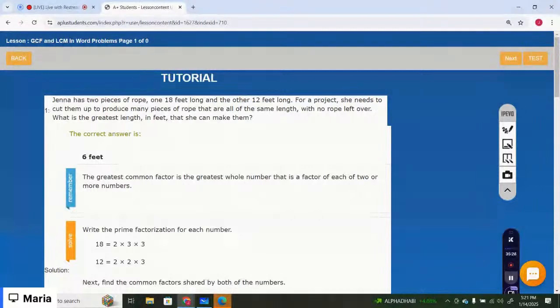Jenna has two pieces of rope, one 18 feet long and the other 12 feet long. For a project, she needs to cut them up to produce many pieces of rope that are all of the same length with no rope left over. What is the greatest length in feet that she can make them?